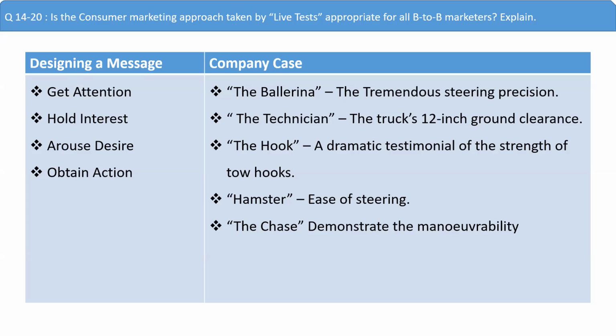The Hook is the president acting in a dramatic testimonial, the structure with 2 hooks. This one is very strong. The Hamster gives the message of the ease of steering. Then the Chase video uses a very famous actor and then demonstrates the maneuverability. So in this video, they designed with this message.